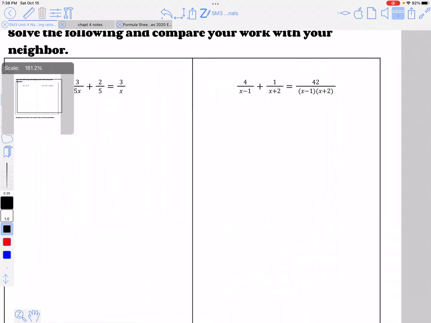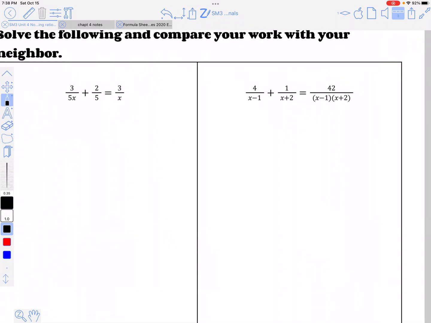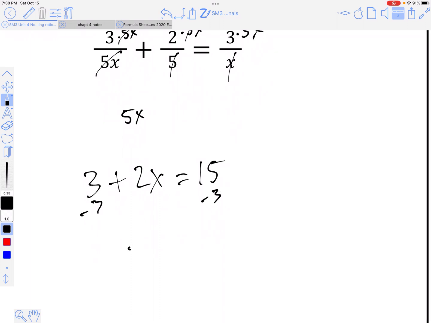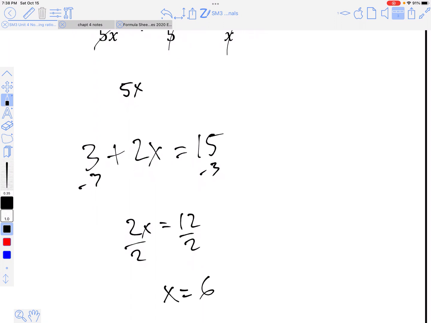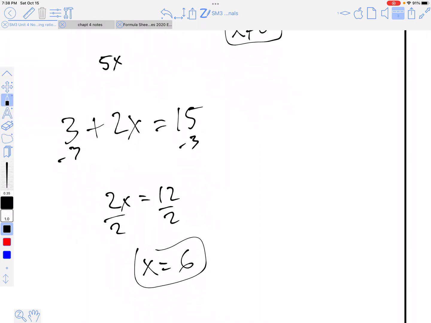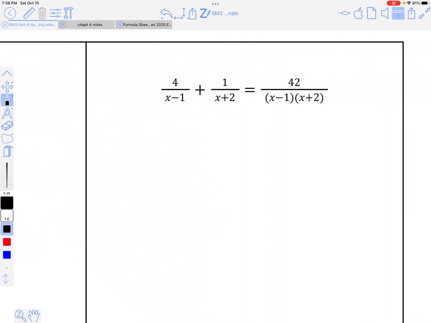So, a few more examples if you want to stick around. LCD will be 5x. So I'm going to multiply 5x through. Okay, that cancels out completely. That leaves us with 2x, and that leaves us with 15. So I'm going to minus 3, 2x equals 12, divide by 2, x equals 6. It's not the excluded value because the excluded value is 0, so this is good. We're good to go.